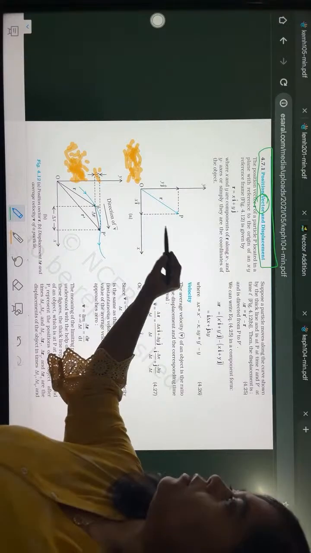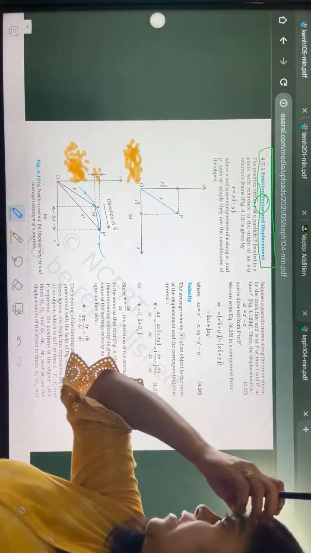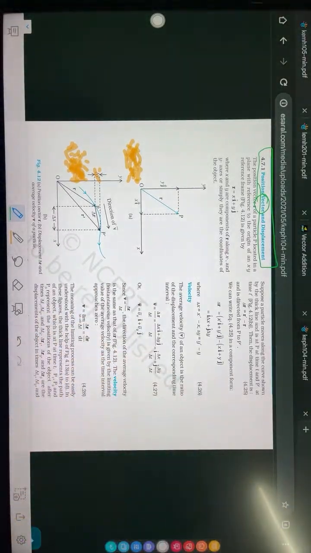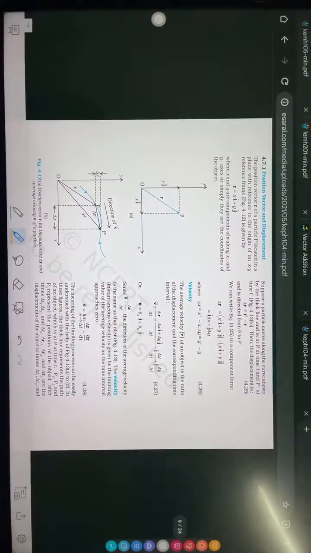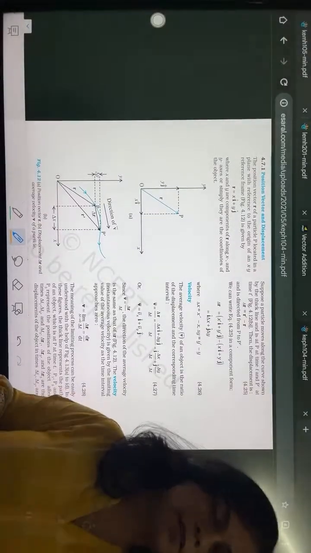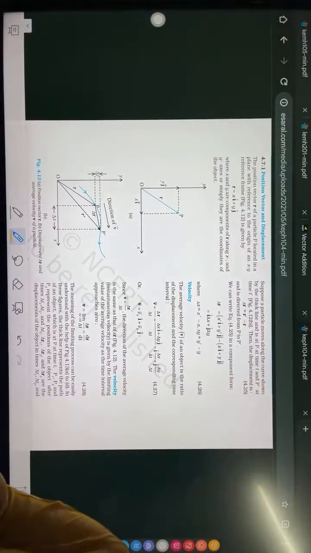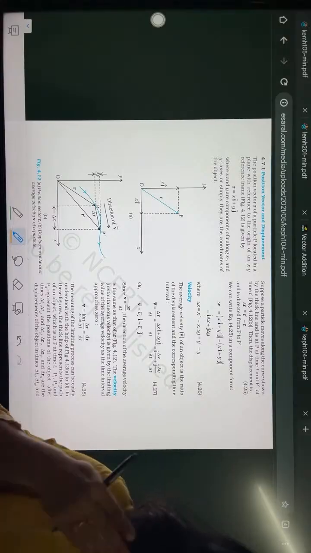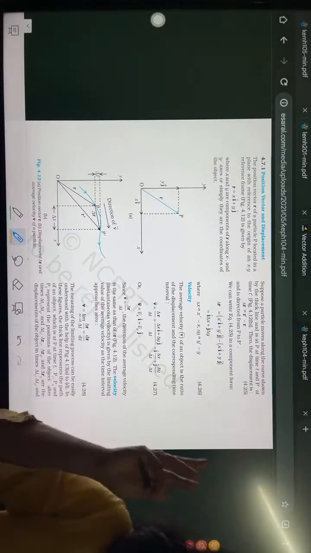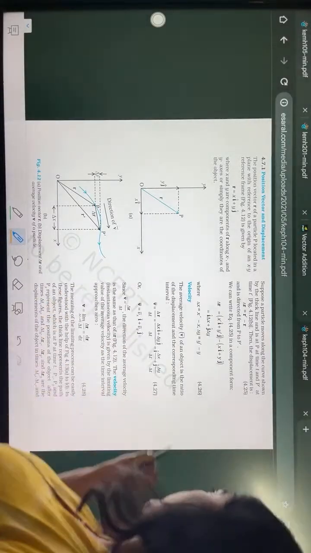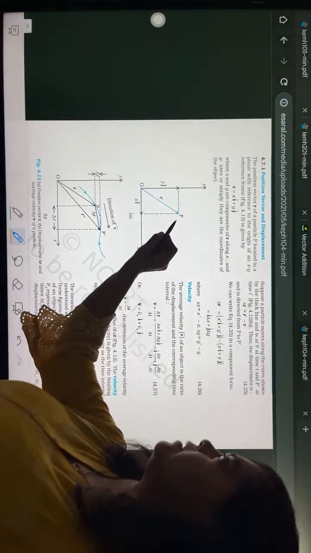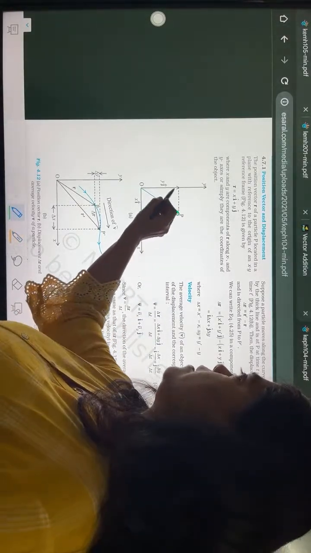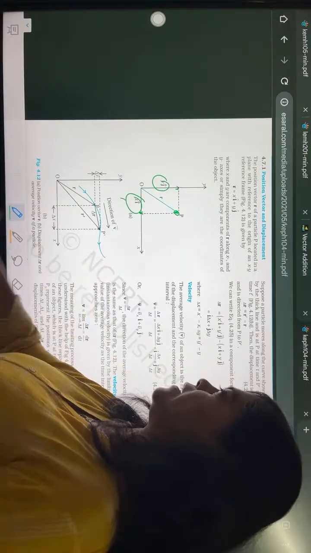So in the last video, what did you see? Resolution of a vector in 2D, right? Then we saw it in 3D also. You got an idea right now. So a vector can be resolved into two components like this, right? So x i vector and y j vector.